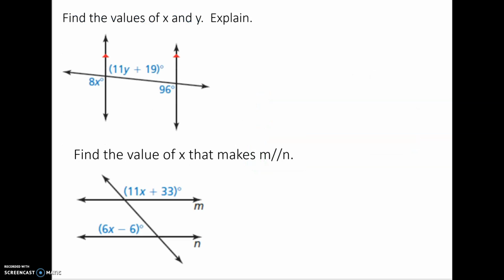Okay, next one, find the values of x and y and explain. So hopefully you guys see right off the bat I've got some parallel lines here, which means I'm going to start thinking about my different types of angles: corresponding, alternate interior, alternate exterior, consecutive interior. Maybe I even look at linear pairs. Okay, so to me, right here is where I'm going to start. I have 8x equals 96 because they are corresponding. So I'm going to set them equal to each other.